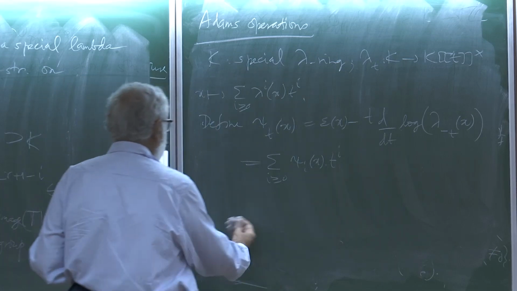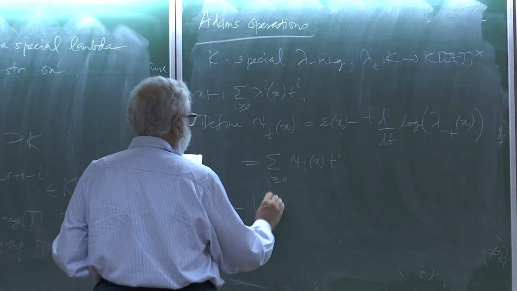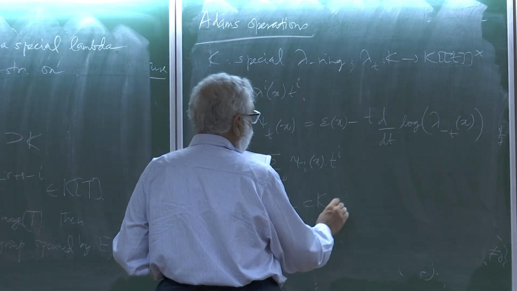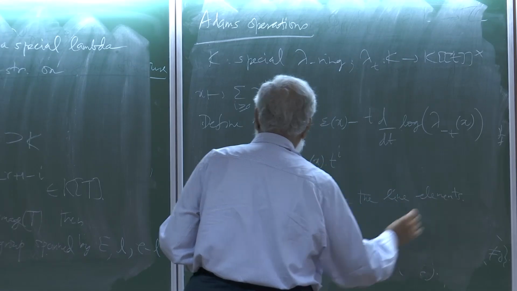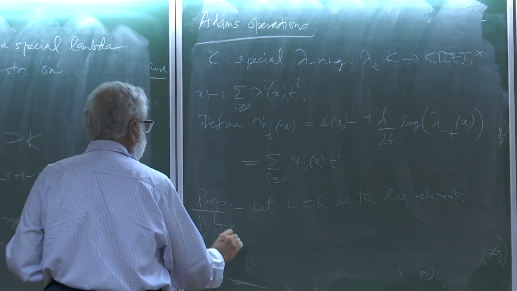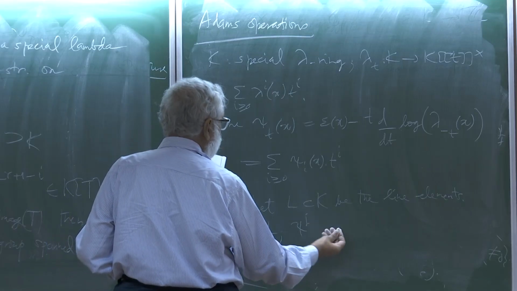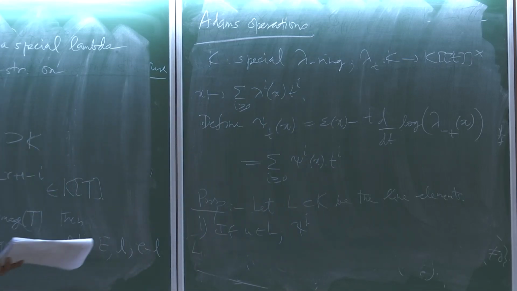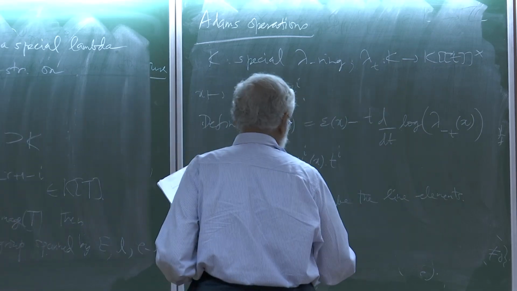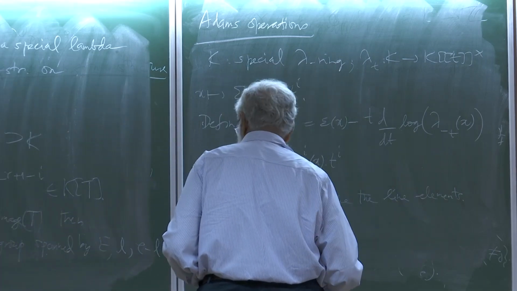Okay. Let me write a proposition. What are the properties of these things? Why are they better? So let L contained in K be the line elements. One, if u in L, psi^j(u). I wrote it psi lower i, it's psi upper i. The reason is it's somehow contravariant is the way you should be thinking. Anyway, it's just notation, but I want to think of it like lambda upper i.